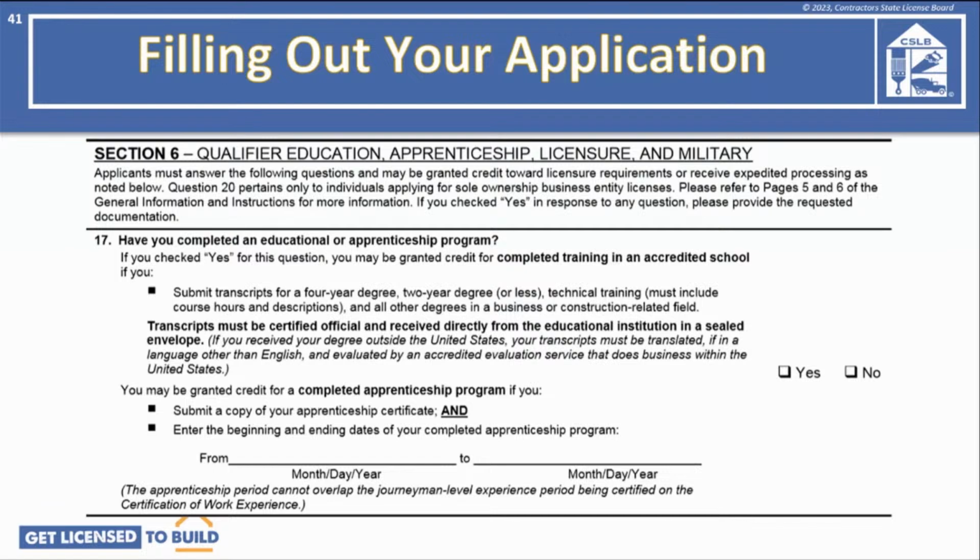Get those sealed transcripts mailed to you, then include the sealed transcripts with your application packet. Do not have the program send transcripts directly to CSLB. You don't want to take a chance that we're not able to match them with your application. CSLB may grant you up to 3 years of credit based on your education. This credit is not on a year-to-year basis, meaning if you have a 2-year college degree, you won't necessarily be granted 2 years of credit towards the experience requirement.